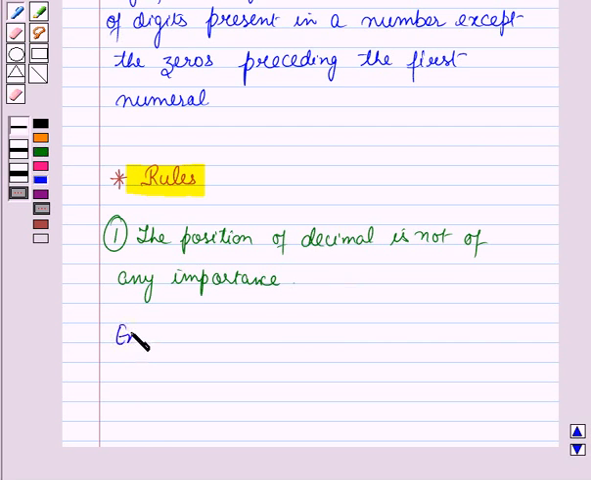Now let us see an example for this. Here we have to find the number of significant digits in 4.3125. Now the position of decimal is not of any importance. That means all non-zero numerals in this number are significant. So here, this number has 1, 2, 3, 4 and 5. So it has 5 significant digits.